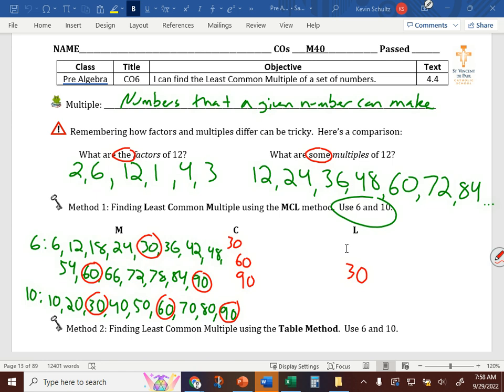Okay, Anthony? Could there be decimals? No, factors and multiples do not include decimals or fractions. They're only integer values. Okay, good question though.